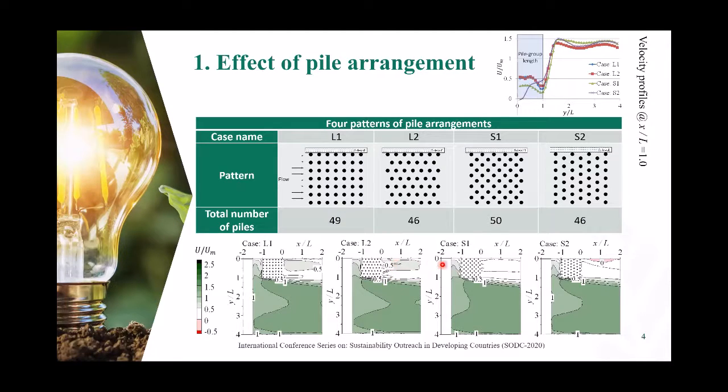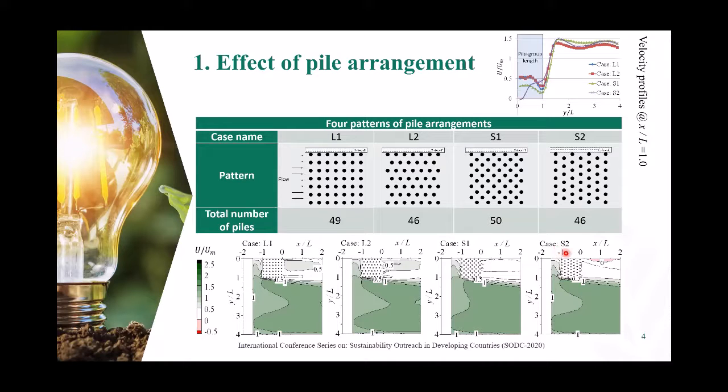But when the arrangement of the piles is changed to S1 or S2, we can see the minimum velocity is attached to the side wall, to the bank, and the velocity is gradually increasing to the mainstream. That is a favorable type of velocity deceleration.